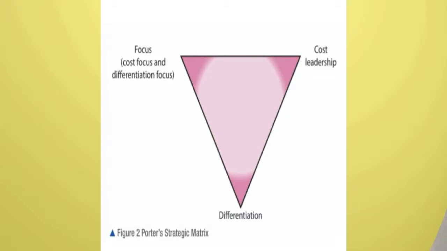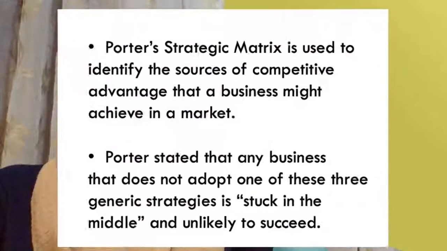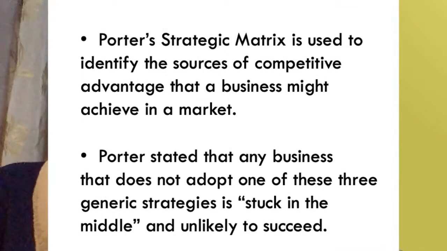Like I said, one dimension of Porter's strategy is on the market, whether it's a mass market or a niche market. So focus is mainly for the narrow or niche market. Cost leadership and differentiation focus on the mass market. Porter's strategic matrix is used to identify the sources of competitive advantage that a business might achieve in a market. Porter stated that any business that does not adopt one of these three generic strategies is stuck in the middle and unlikely to succeed.